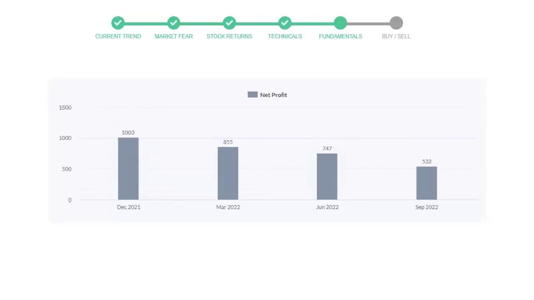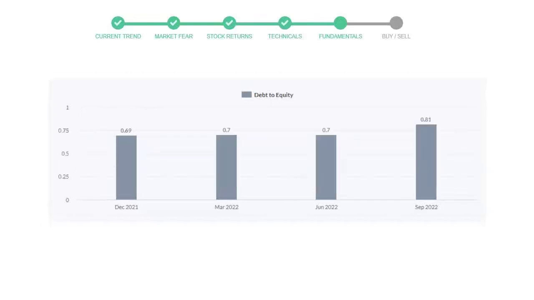Now let's see the profitability of Mondelez in the quarter June 22. The profits were $747 million. And in the recent quarter, September 22, the profits declined to $532 million.